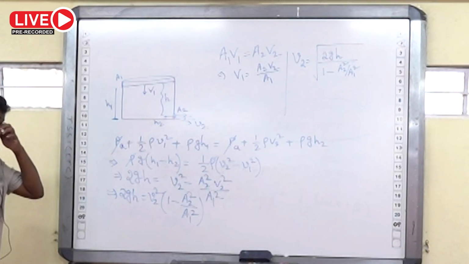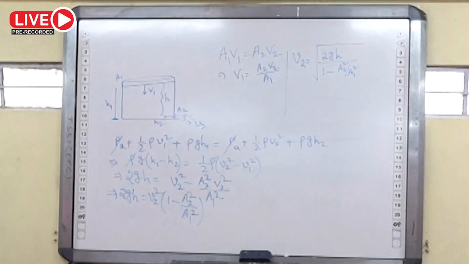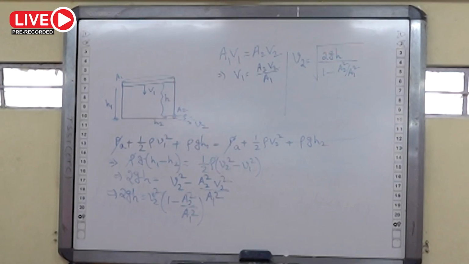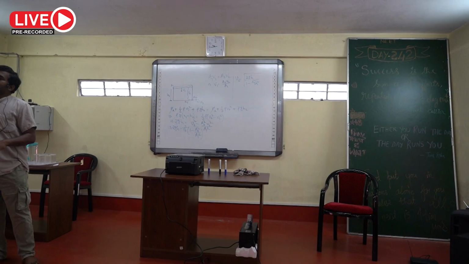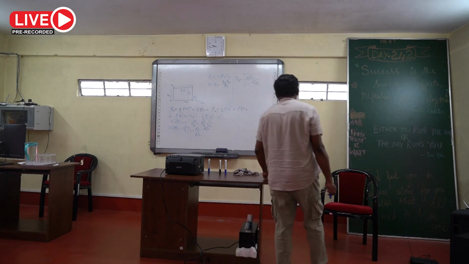Now first complete this one. Is it clear? The direct application of the Bernoulli's theorem will give you this result to calculate the velocity of the water coming out from a hole at the bottom of the tank. Now we will see some interesting cases.